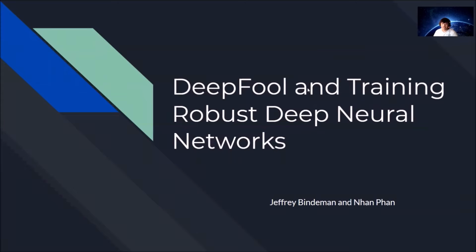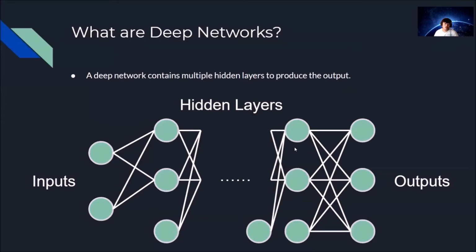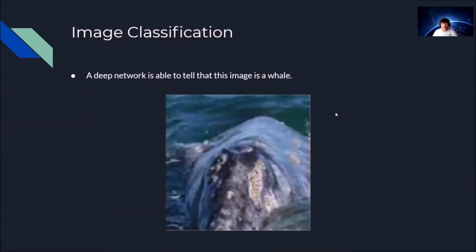Hello, and in this presentation, we will talk about DeepFool and training robust deep neural networks. So what are deep neural networks? A neural network is a batch of neurons that take inputs, do some math, which occurs in the hidden layer, and produce an output. Those hidden layers are extremely powerful, and by increasing the number of hidden layers, we can get a deep neural network. So one of the functions of deep neural networks is image classification.